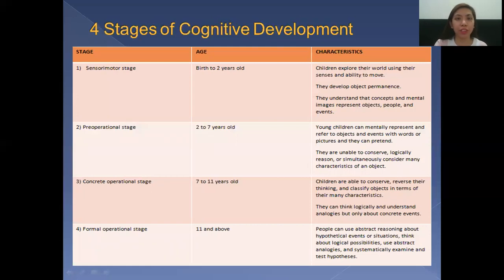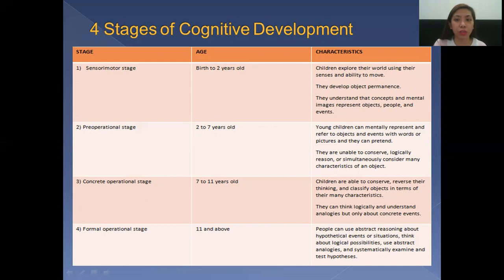Here are the 4 stages of cognitive development. First, we have the sensory motor stage. It is where children explore their world using senses and ability to move. They develop object permanence, and they understand that concepts and mental images represent objects, people, and events.